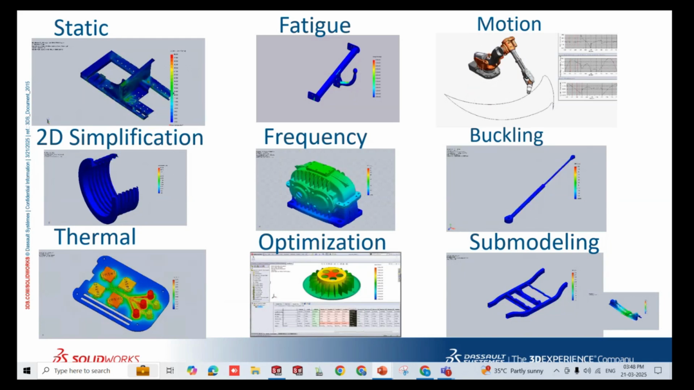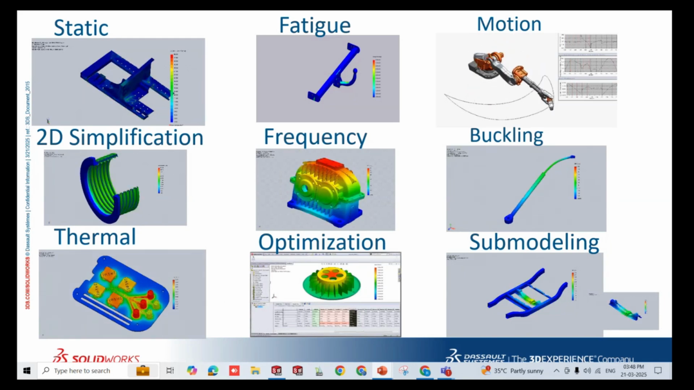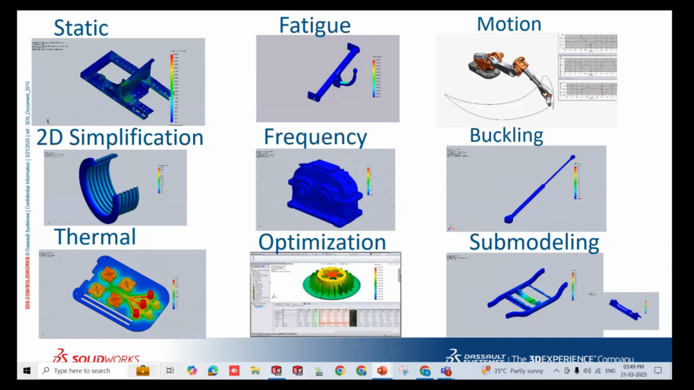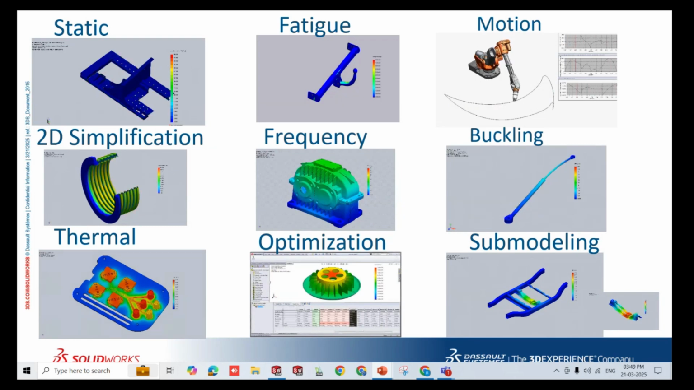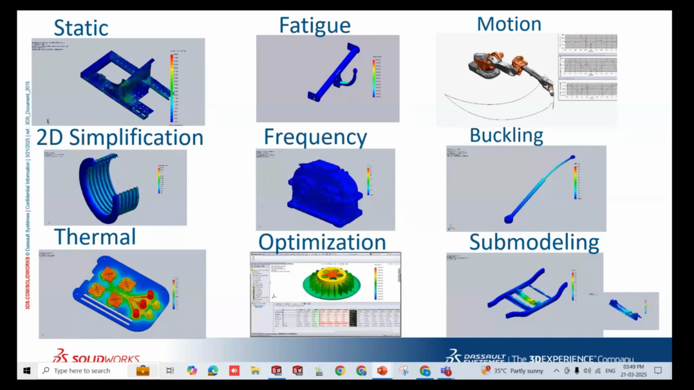Next, 2D simplification. In cases of plane strain, plane stress, and axisymmetry, a 3D simulation problem can be reduced to a 2D problem. We call it 2D simplification. In this way, we can reduce the computational resources. Frequencies. We have done the frequency analysis, in which we have extracted the mode shapes and natural frequencies. And the sixth one is buckling.